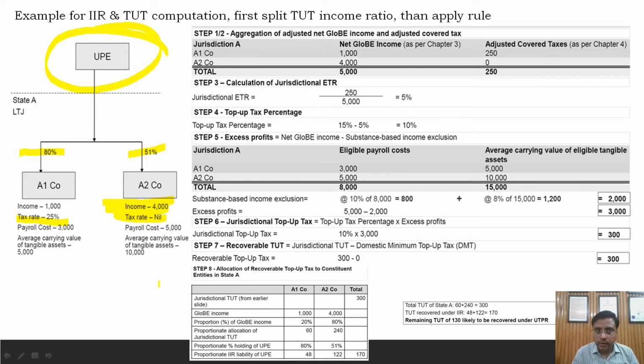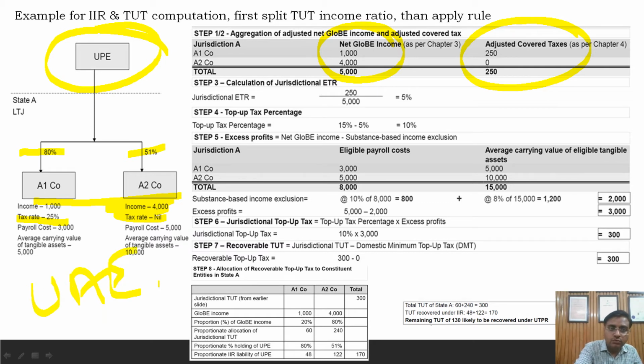In this particular example, our consolidated revenue is 5,000. My net global income is 5,000. My adjusted covered tax in this low tax jurisdiction is 250. So my jurisdictional ETR in respect of the UAE, where both entities are situated in the particular low tax jurisdiction, is 5%. So top up tax in this respect is over and above the ETR, but subject to 15%. So 10% is the top up tax.